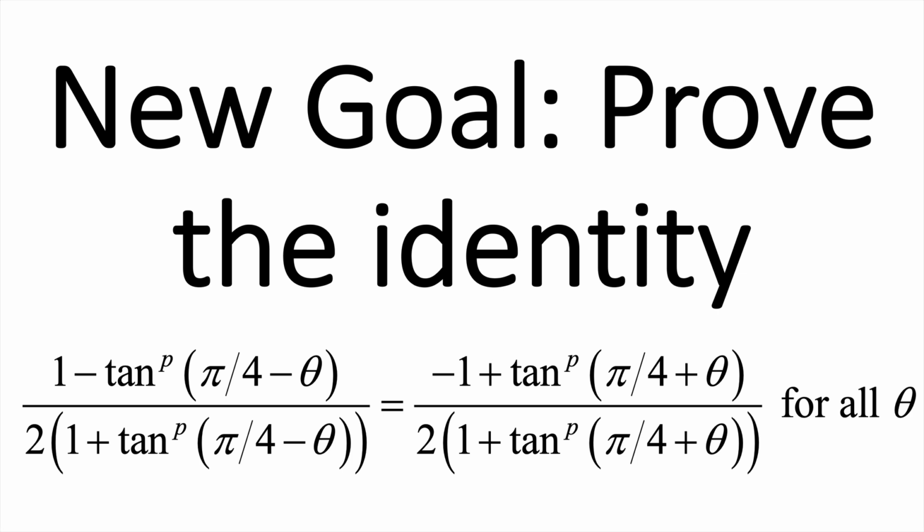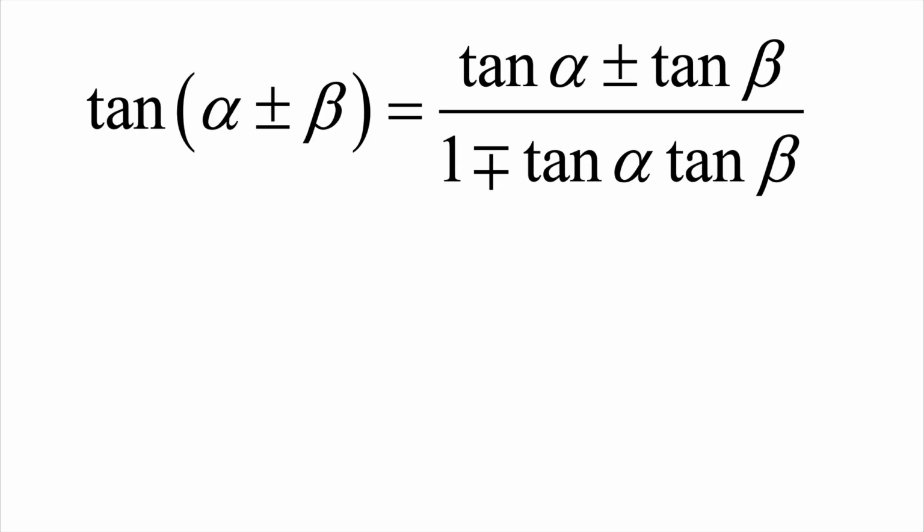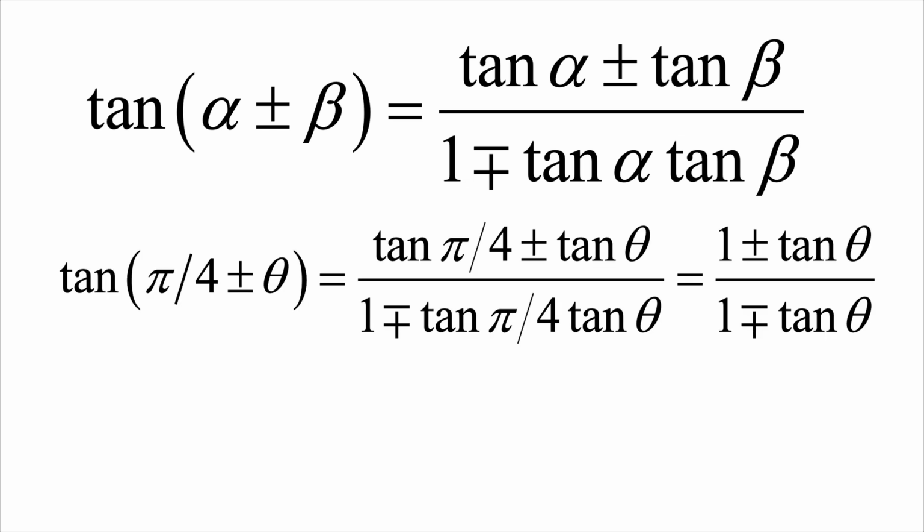What we need is a sum and/or difference formula for the tangent function. Here it is. Tangent of alpha plus or minus beta is tangent of alpha plus or minus tangent of beta all over 1 minus or plus tangent of alpha times tangent of beta. Before going on, you might see if you can prove this on your own using similar identities for sine and cosine and the definition of tangent. To solve our problem, we want to use this formula with alpha equal to pi over 4 and beta replaced by theta. We will also want to use the fact that tangent of pi over 4 is 1 because sine of pi over 4 and cosine of pi over 4 are the same. They're both square root of 2 over 2. Here are the details.